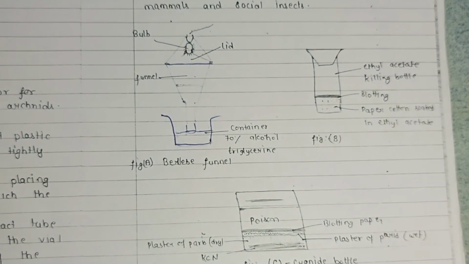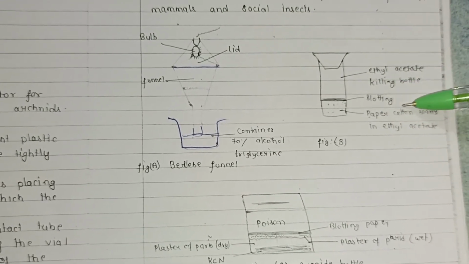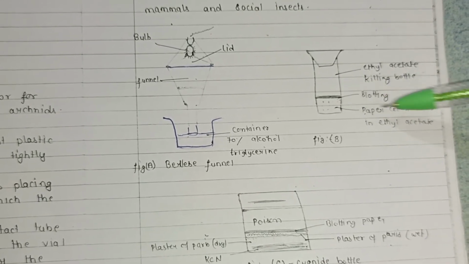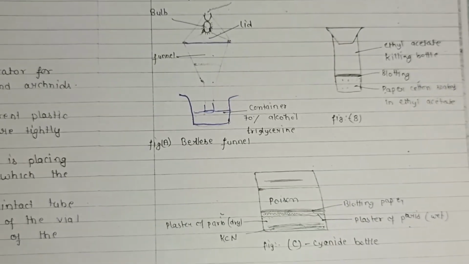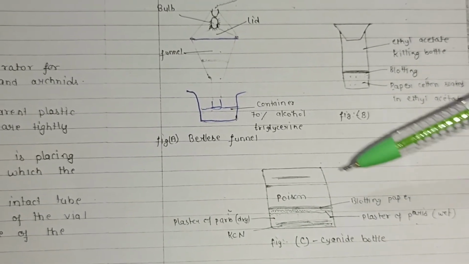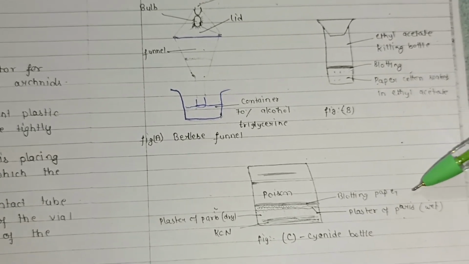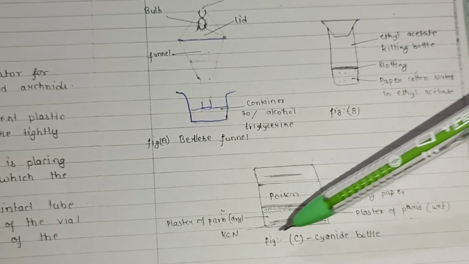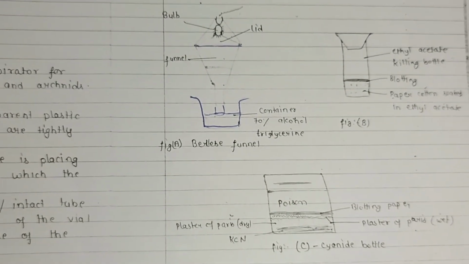and triglycerin. Then there is another bottle, that is the ethyl acetate killing bottle. Then blotting paper is there, paper collection that is soaked in ethyl acetate is there, and this is the cyanide bottle, that is the poison. Blotting paper is used, plaster of Paris, and plaster of Paris dry and wet, both are used here, and this is the KCN solution, that is potassium cyanide.